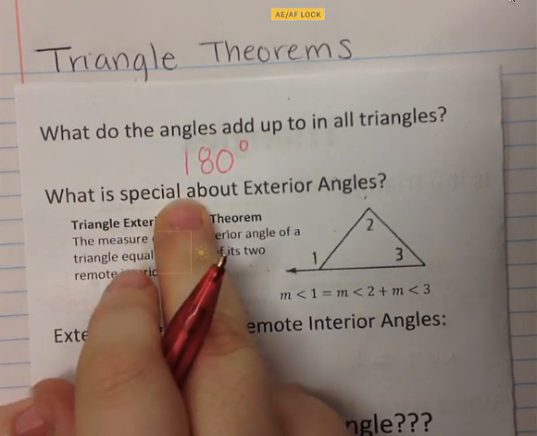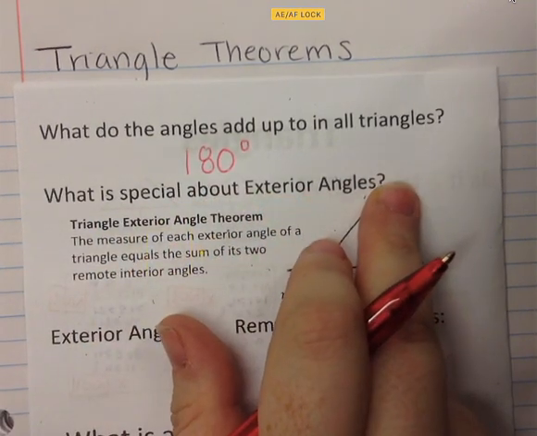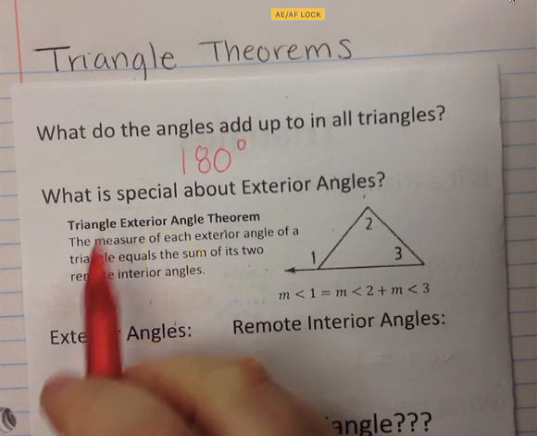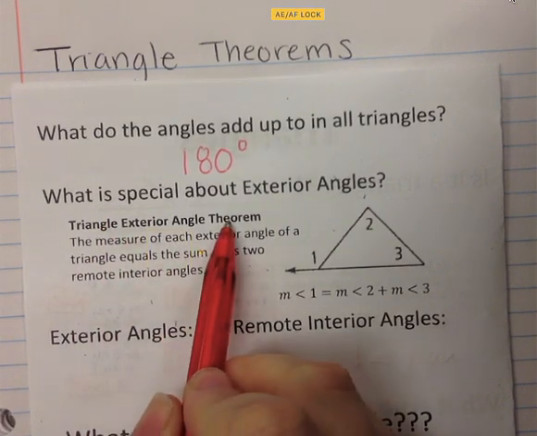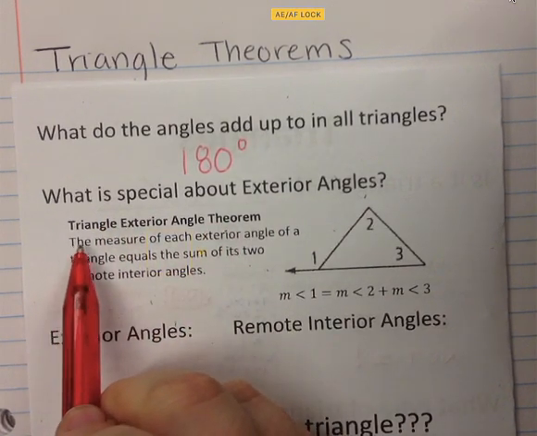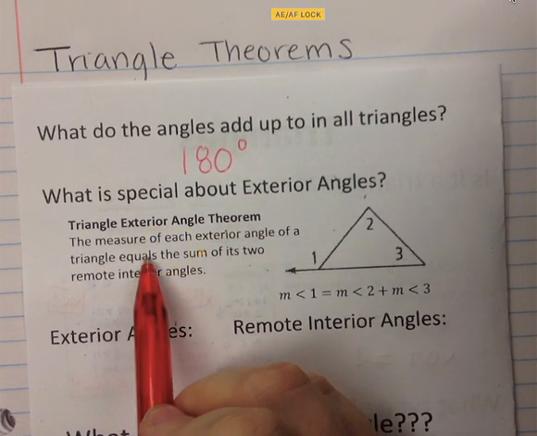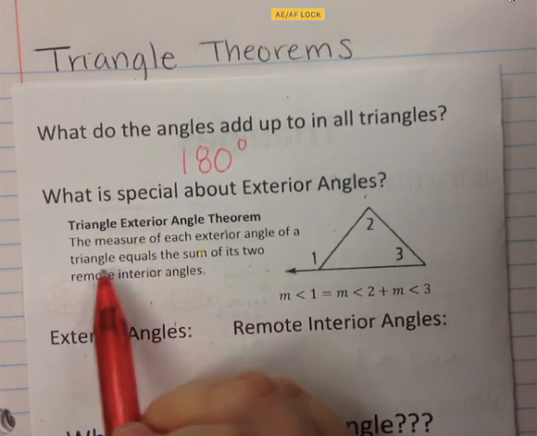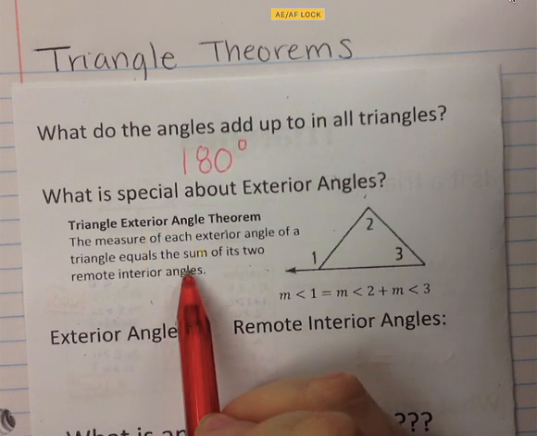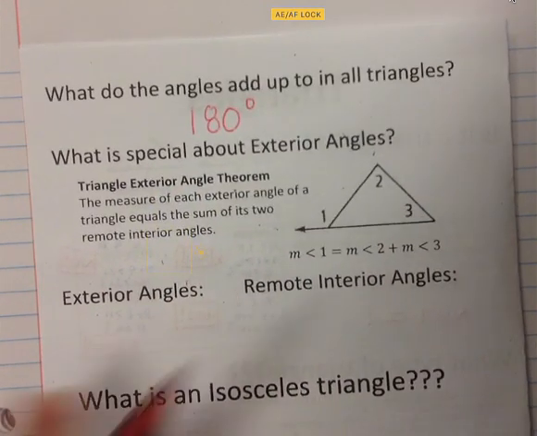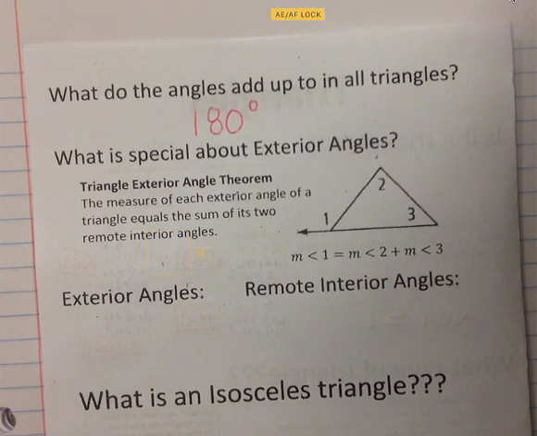What is special about exterior angles? We have a theorem called the triangle exterior angle theorem. It states that the measure of each exterior angle of a triangle equals the sum of its two remote interior angles. So let's define what exterior angles are.